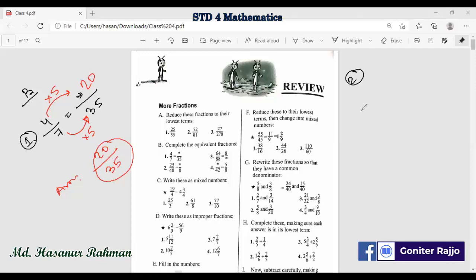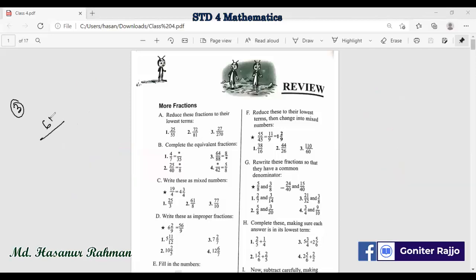Look at number 2. Number 2 says 25 by 40 equal to star divided by 8. Now try to find the relation between these two denominators, 40 and 8. If we convert this 40 into 8, that means we have to divide this 40 by 5. 40 by 5 will get 8. That means we have to divide this 25 by 5 too. Since we are dividing the denominator by 5, we have to divide the numerator by 5 also. 25 by 5, that is 5. So our answer should be 5 divided by 8.